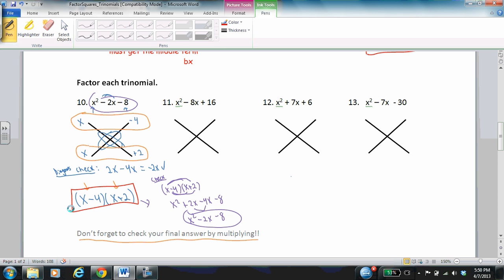Now the next few examples I'm not going to write so much because I want you guys to get the process down and be able to come quicker at this.